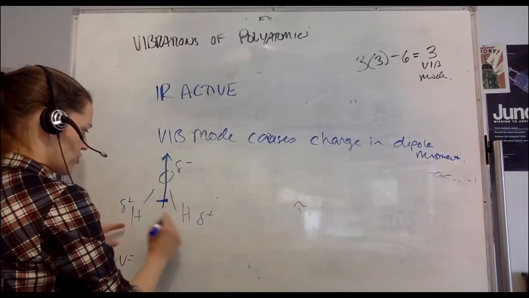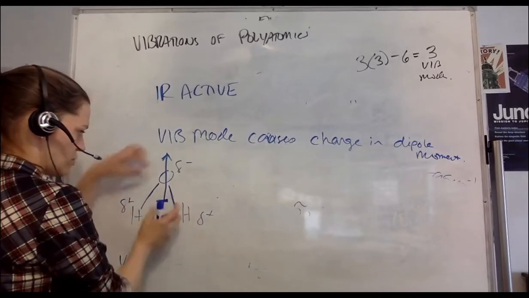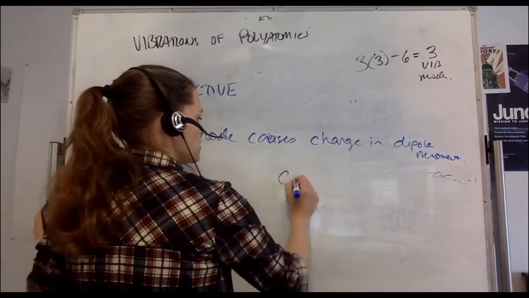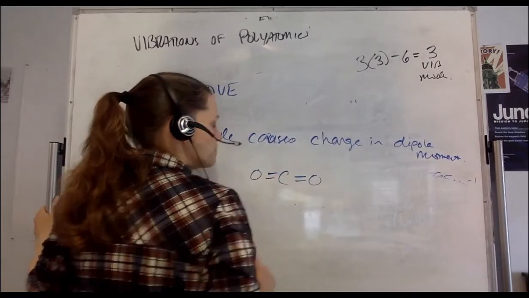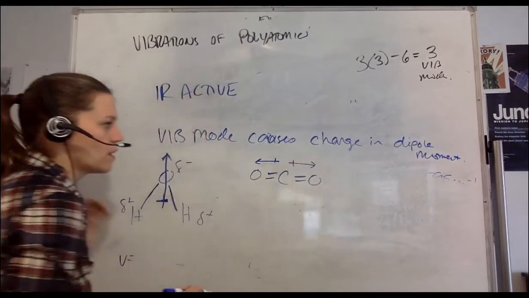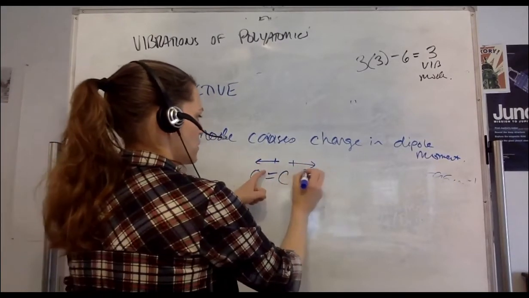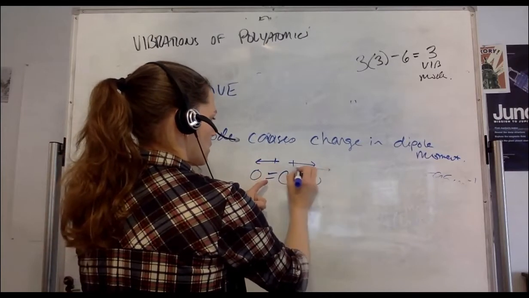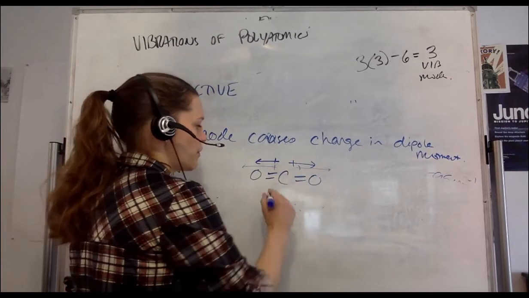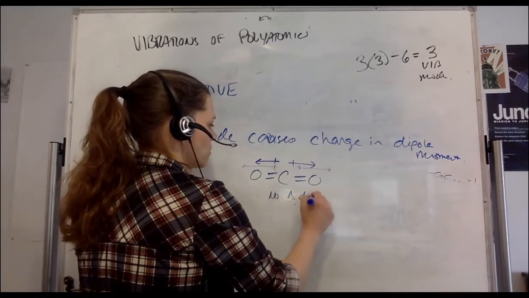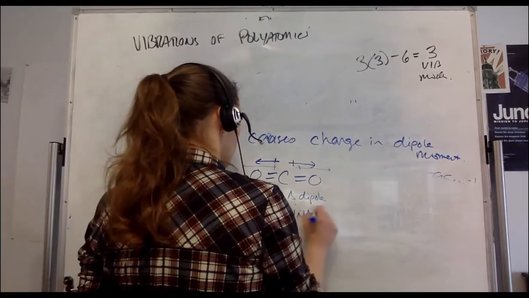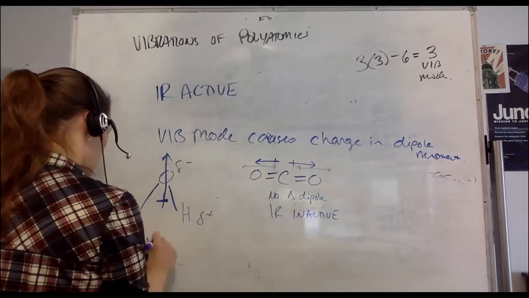Okay, so if it's symmetric stretching, that means these get longer, which means this separation increases so that this gets longer. Okay, if you have CO2 and you have your two dipoles, and so it gets longer. And so this would be for the symmetric stretching of CO2, you have no change in dipole. Okay, IR inactive, IR active.